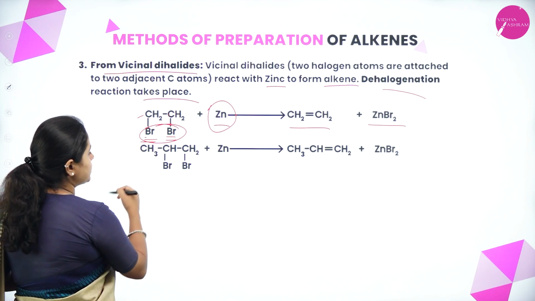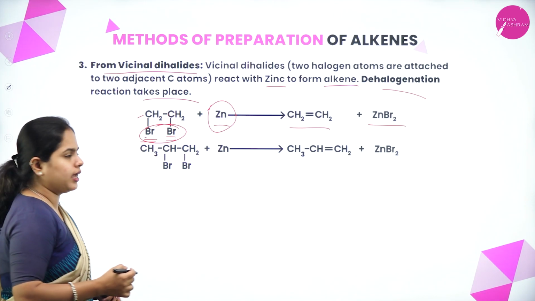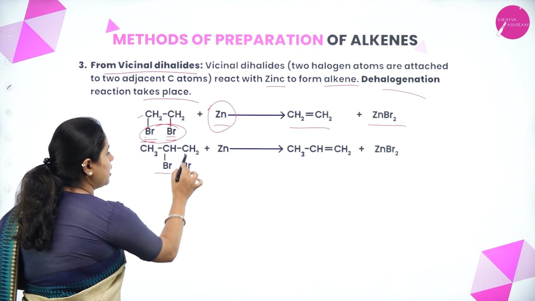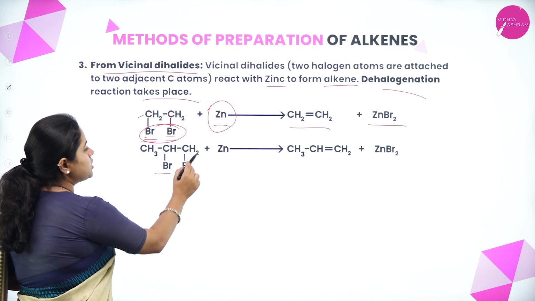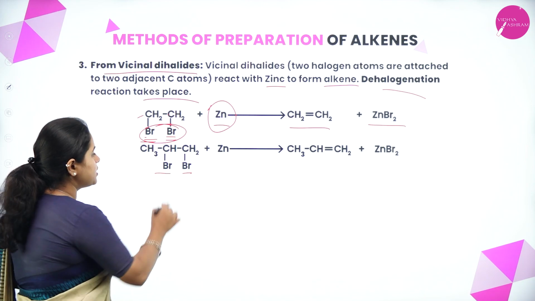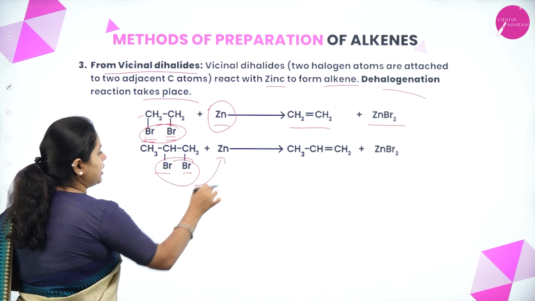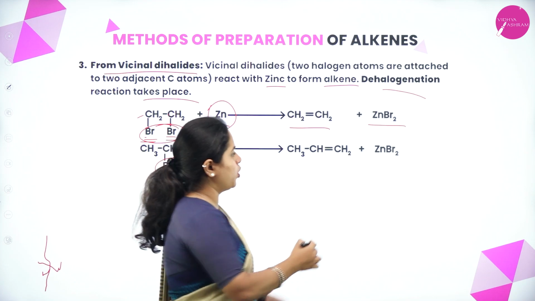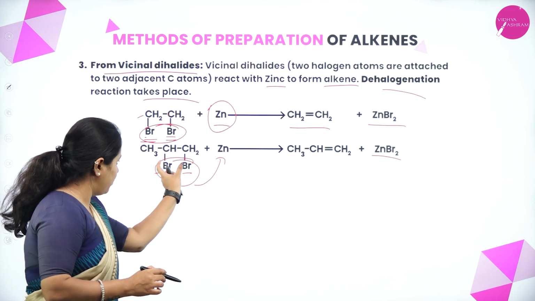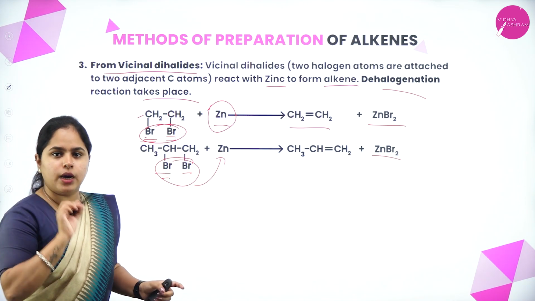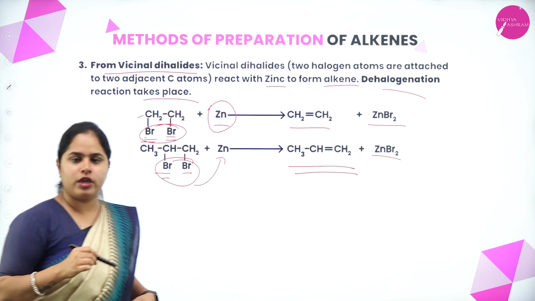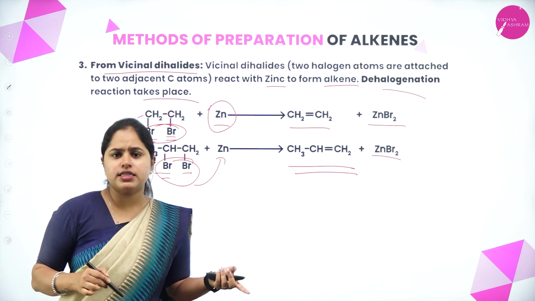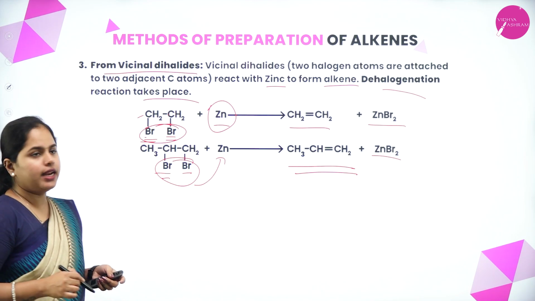Now let's take another example. Even this is an example of a vicinal dihalide, right? One bromine on this carbon and another on this carbon, which is adjacent to it. To this we are adding zinc. What happens? Br2 will be removed and attached to zinc. You will get zinc bromide, and what will be left here? From where the bromine is removed, you will get a double bond there: CH3, CH double bond CH2, that is propene. So I hope that is clear. So that is the method of preparation from vicinal dihalide.